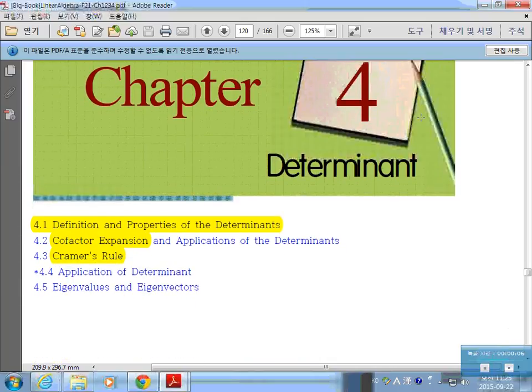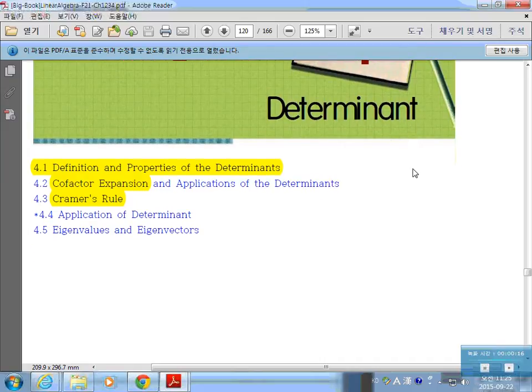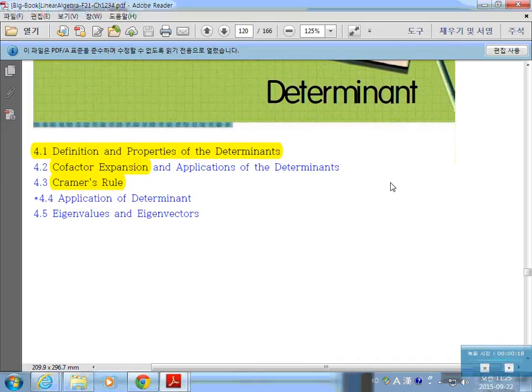Chapter 4. We're going to deal with the definition, properties, and applications of the determinant. Section 4.1 deals with the definitions and properties of the determinant.